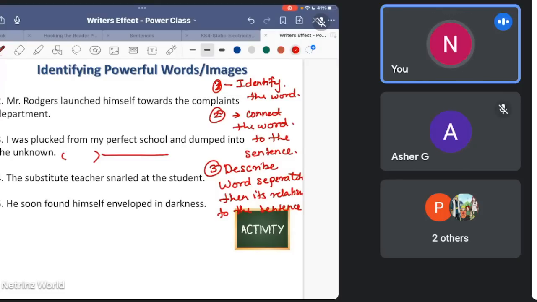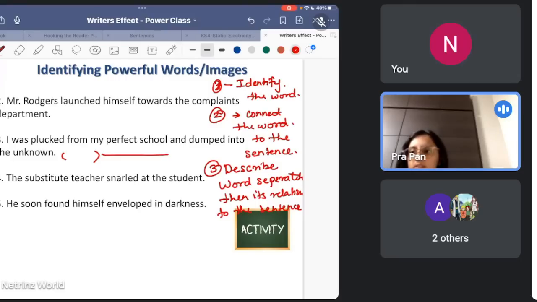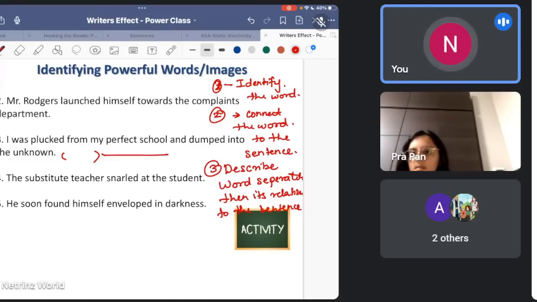You are not following the rule, Mahika. Identify the word, connect the word to the sentence, describe the word separately. No, you first start with the sentence: the writer uses the word so and so to create that effect, because here you are trying to explain the writer's effect. And the phrase "dumped into" implies how the student was put into a school which he or she is not familiar with. You can rephrase it into that format. Okay, I hope you have understood what you are expected to write.